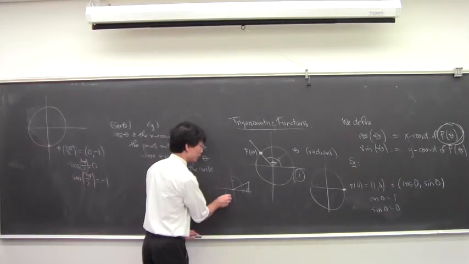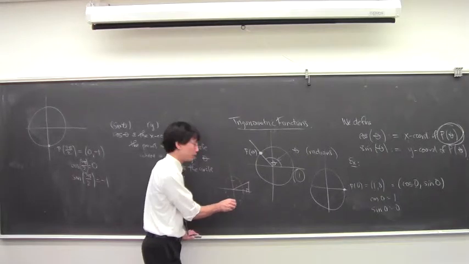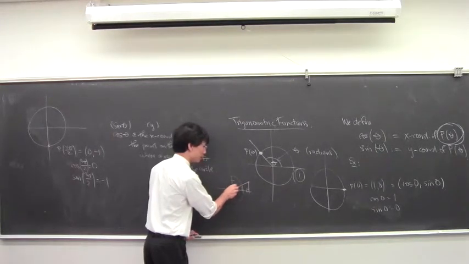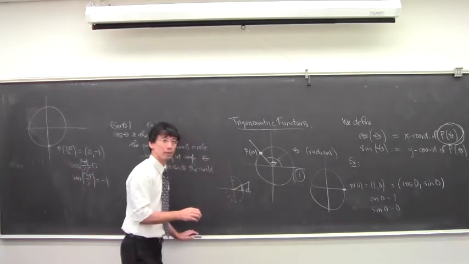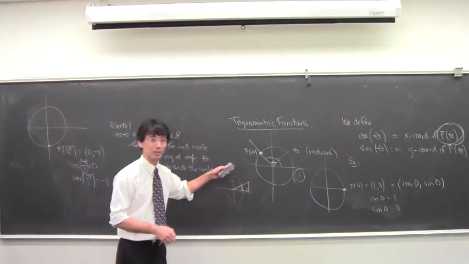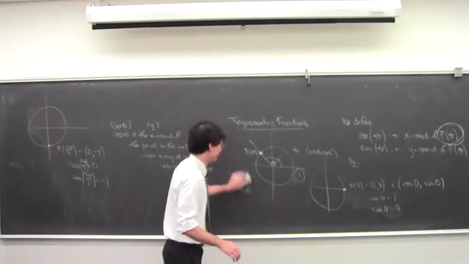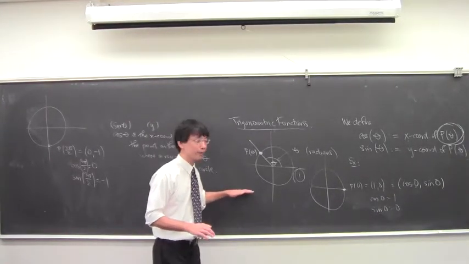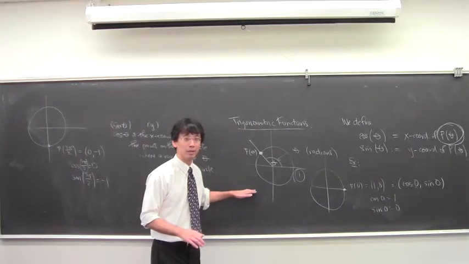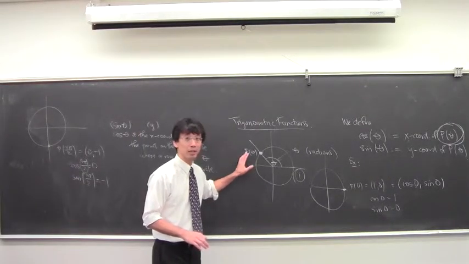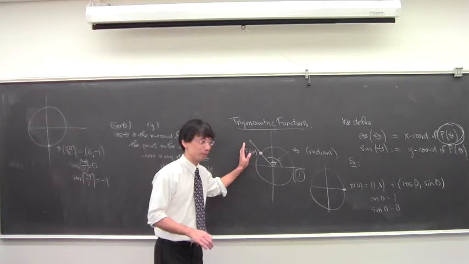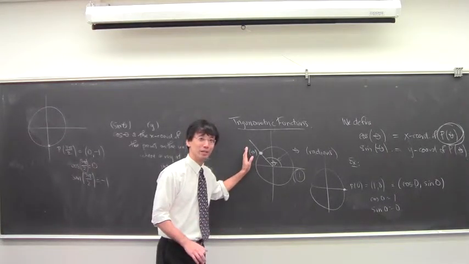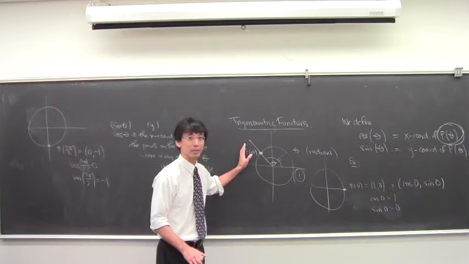Why? Similar triangles. By similar triangles, it's the same thing. If you were introduced to cosine and sine via triangles, that's fine. But this is actually the right way to do it, the right way to talk about cosine and sine.